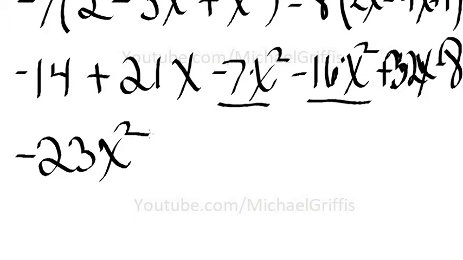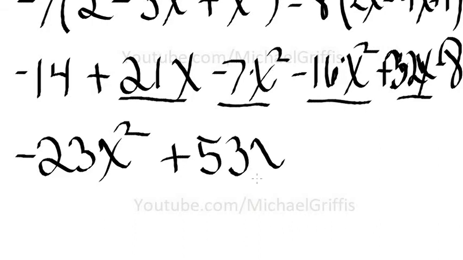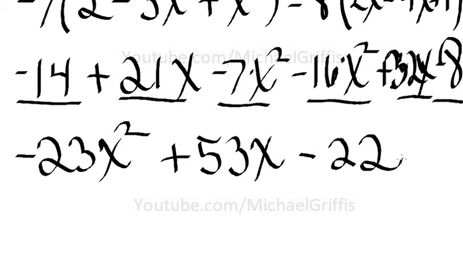Other like terms: 21x plus 32x. That's going to give us 53x. What else do we have? We have the minus 14 and the minus 8. So that's going to give us minus 22. Okay, written in standard form.